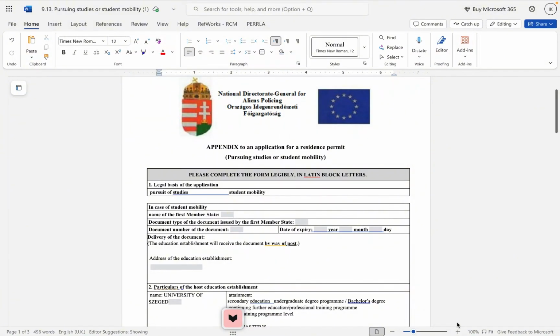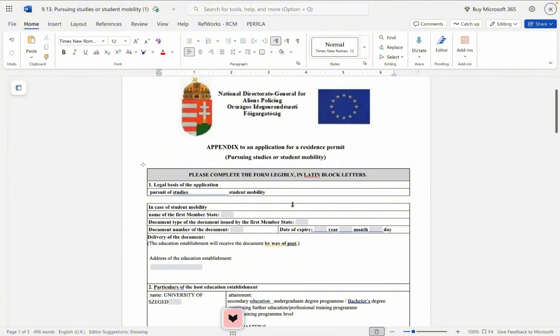So first of all, it is worthy to note that this form has two things that you should have in mind. First of all, know that this form could be filled out by somebody who will be coming to pursue studies or somebody who is coming on a student mobility program. This should be noted because a student mobility program is different from a study program. So coming to pursue your studies is quite different from coming on a student mobility program.